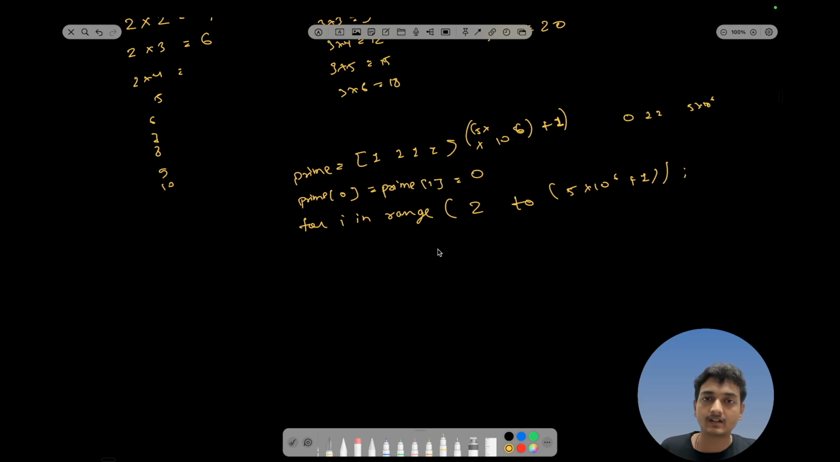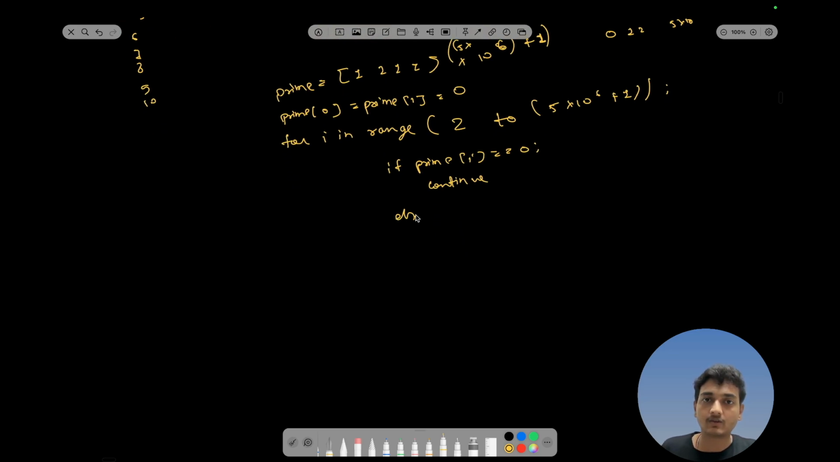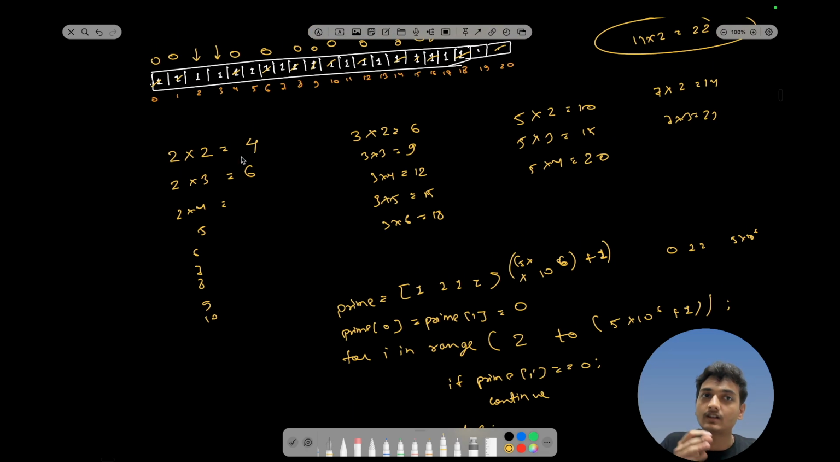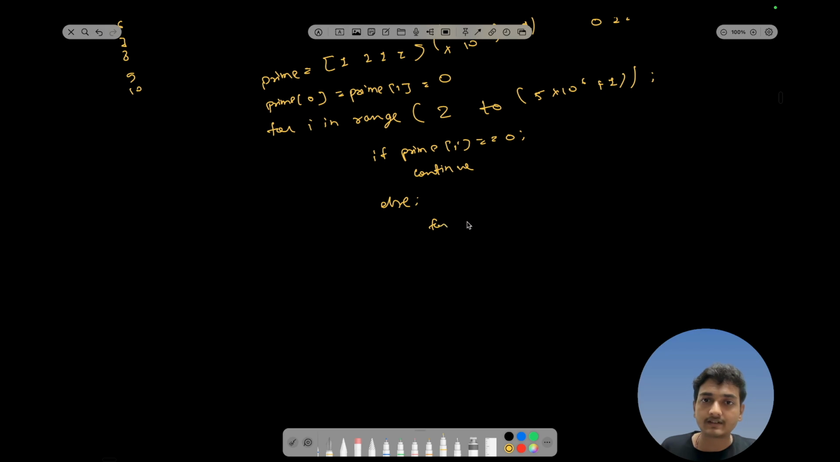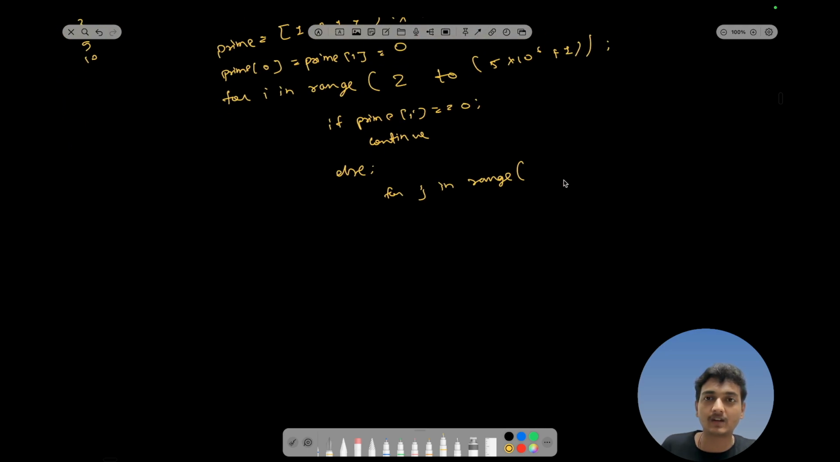I have to basically check if prime of i equal to 0. In that case, I am safe to skip that part, so I will write a continue here. Otherwise, what I need to do? I need to mark all the numbers which are divisible by current number, right? So what I will be doing is for j in range. This j in range syntax is nothing but the for loop only, something like a Pythonic way. We should ideally write some pseudocode independent of language.